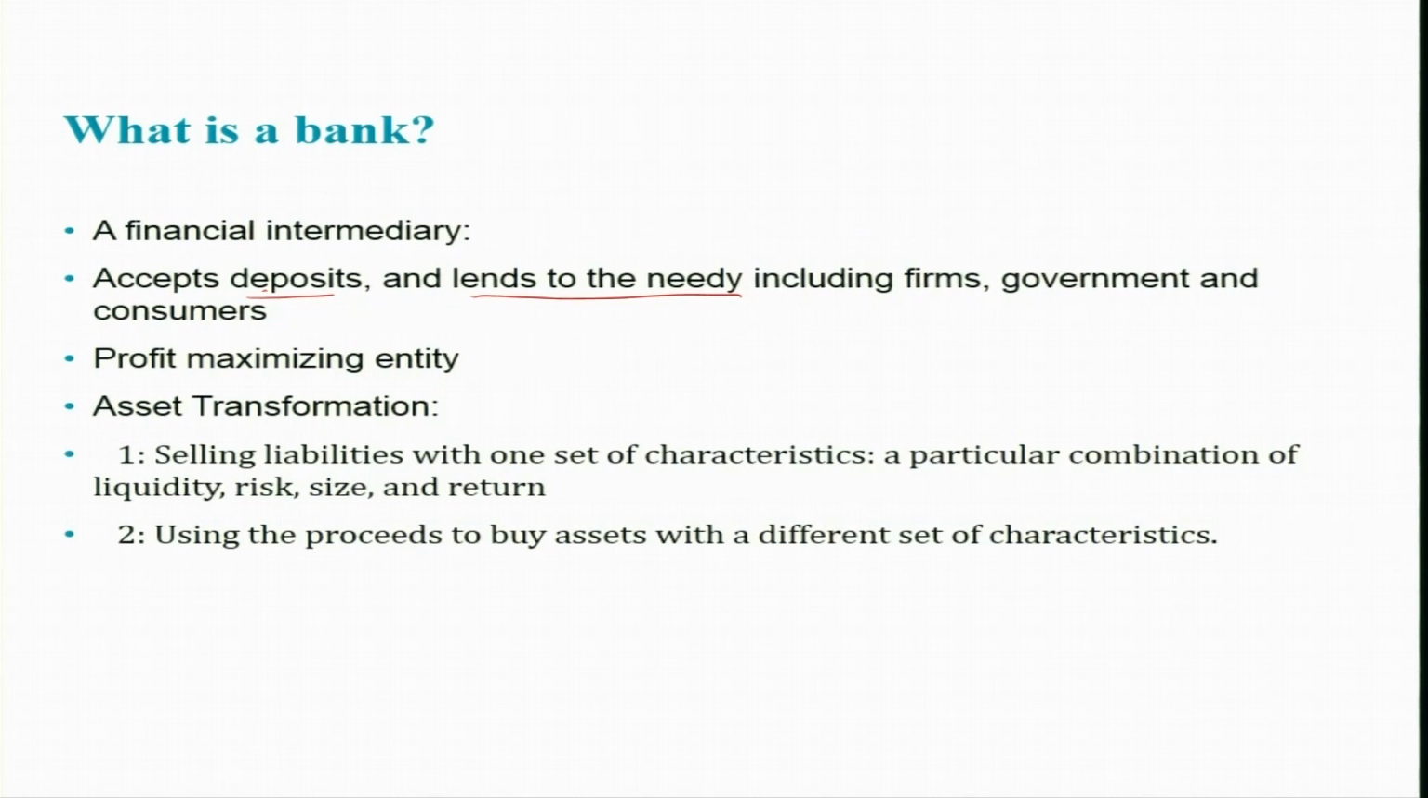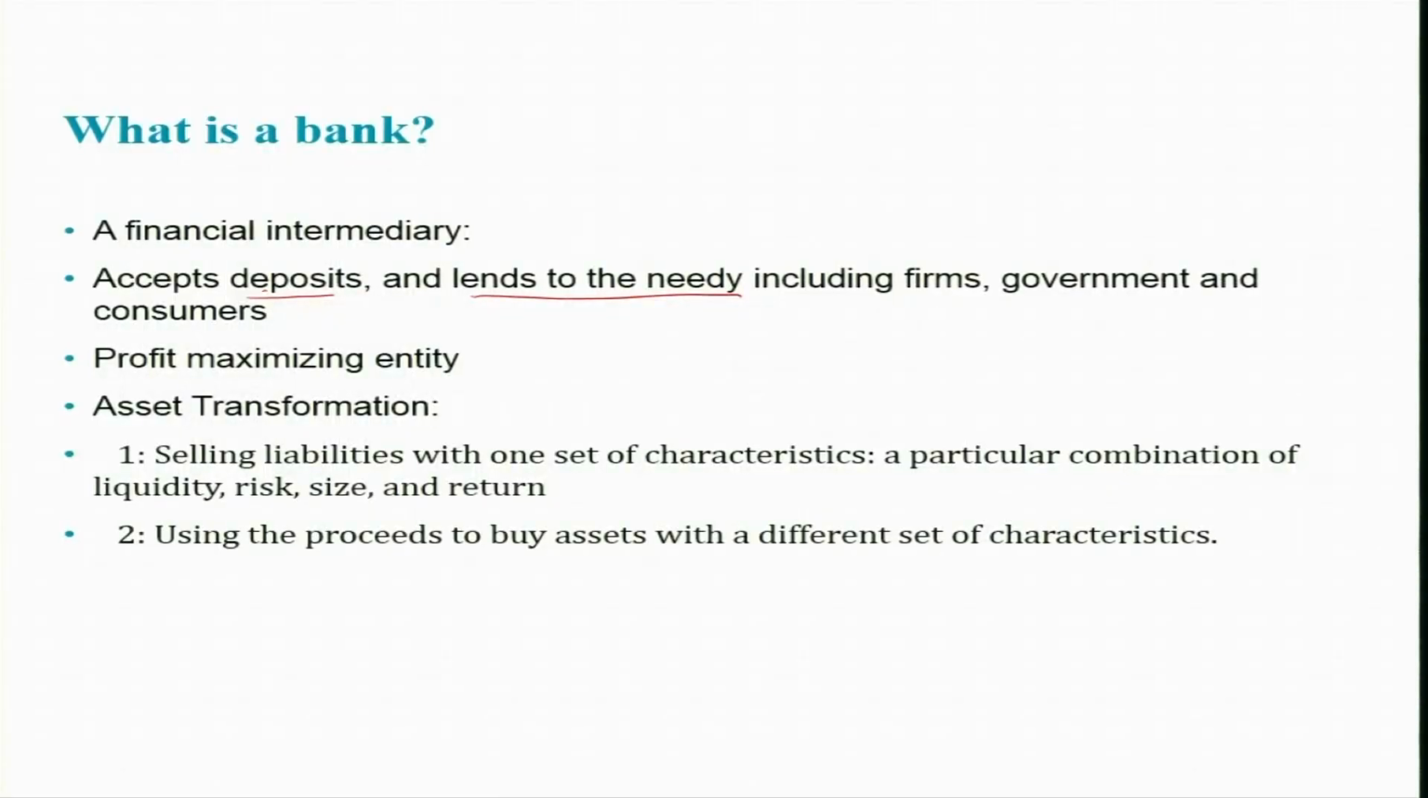While doing that, a bank engages in an important function called asset transformation. Asset transformation means it is a process of selling liabilities with one set of characteristics, including a particular combination of liquidity, risk, size and return, and using those proceeds to buy assets with a different set of characteristics.